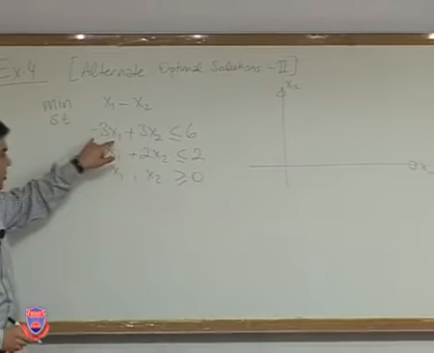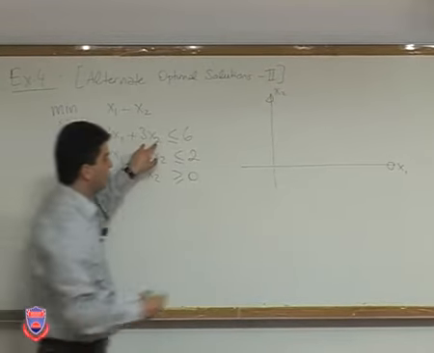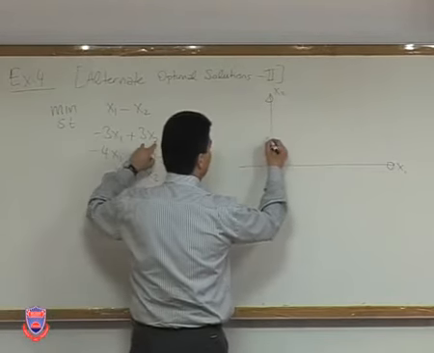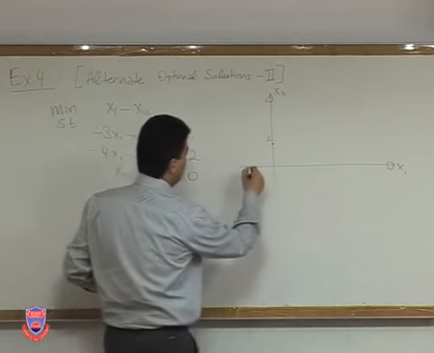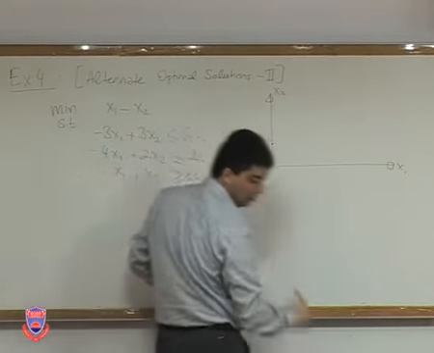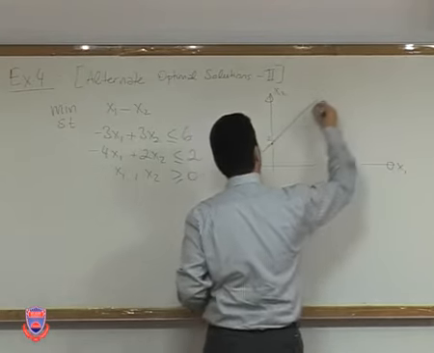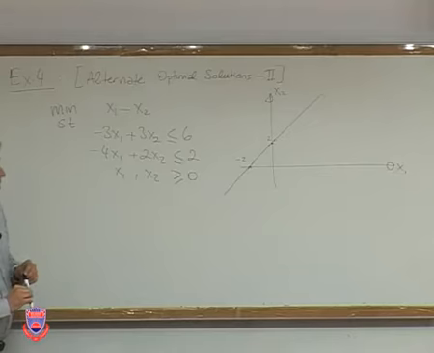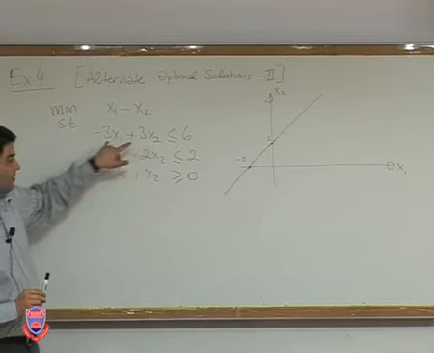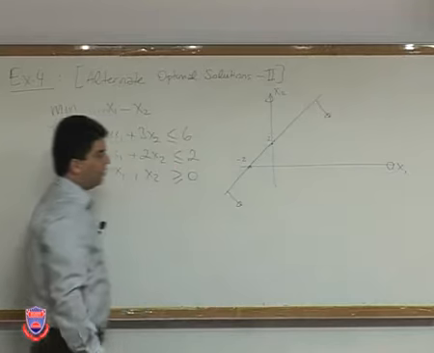Now let me start with the first constraint. When x1 is equal to 0, x2 is equal to 2. So this is one of the intercepts. And when x2 is 0, x1 is equal to minus 2, which is somewhere over here. So the line goes through these 2 points. This is the line corresponding to minus 3x1 plus 3x2 equals 6. Then I need to decide which side to pick. Well, the origin satisfies this inequality, so it's on the right side. This is the region defined by the first constraint.